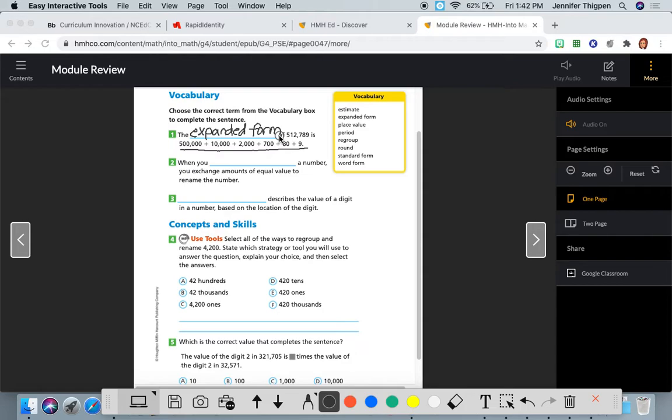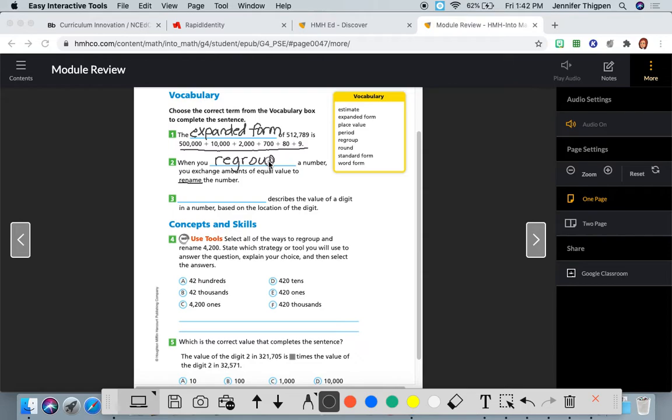Number 2, when you blank a number, you exchange amounts of equal value to rename the number. Our key word here is rename. When you're renaming something, what are we doing? We're regrouping. Always go back in your other pages and find these vocabulary boxes and look for these answers.